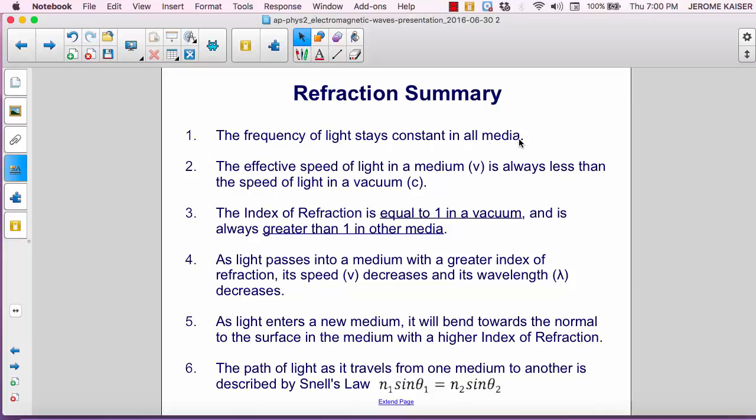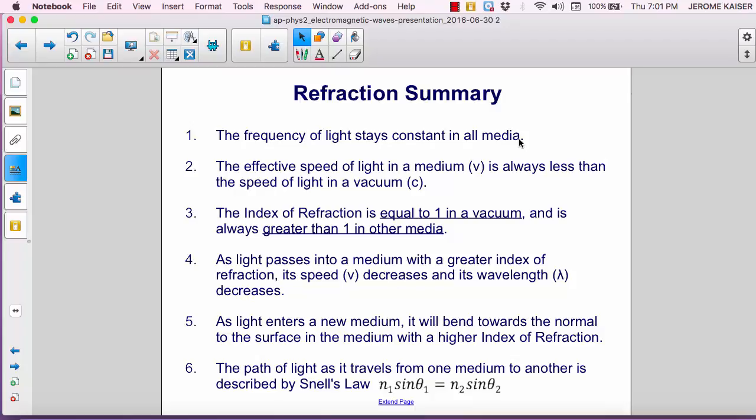Let's summarize what we've learned about refraction, especially in the wave model. Number one, we know that the frequency of light stays constant in all media, because otherwise the light waves would pile up on one side of the interface. That can't happen. Number two, the effective speed of light in a medium is always less than the speed of light in a vacuum.